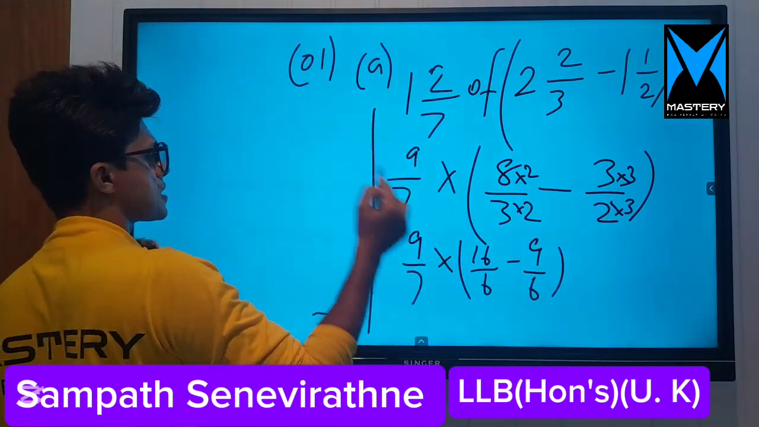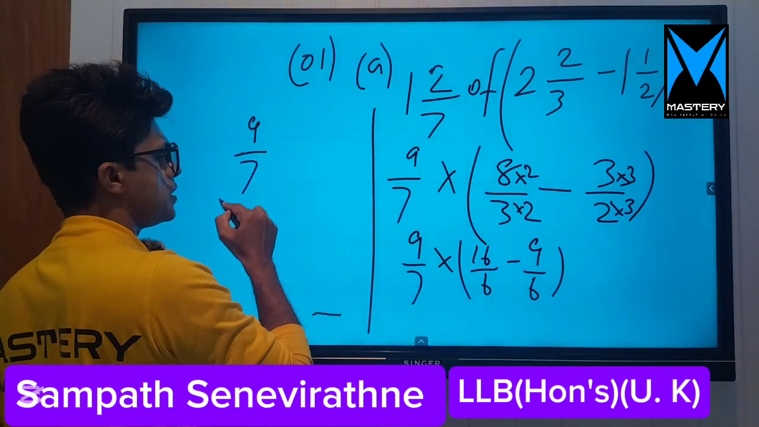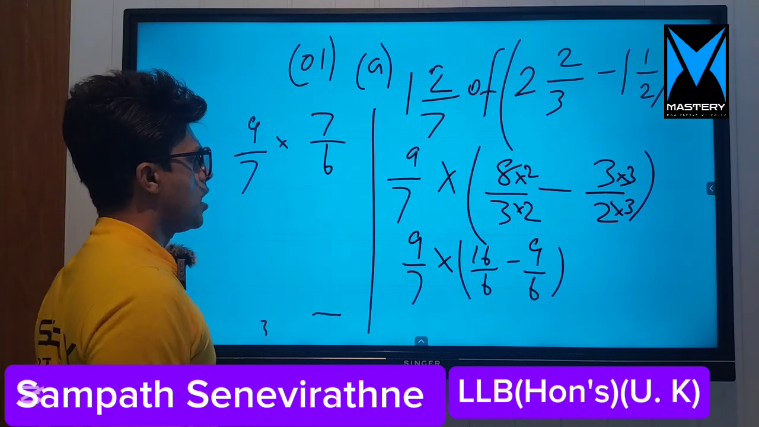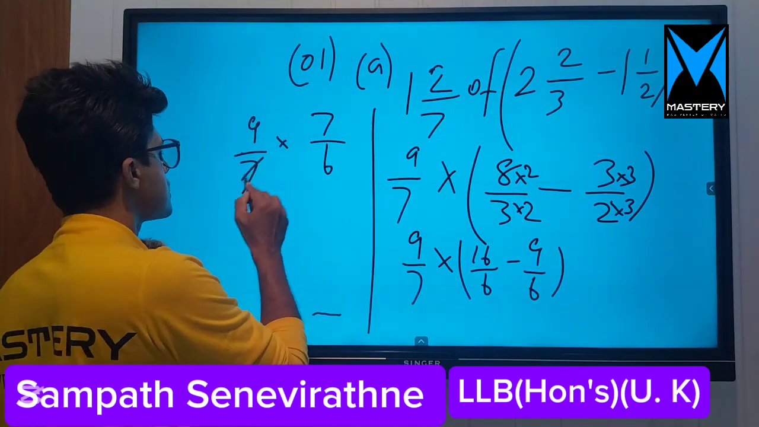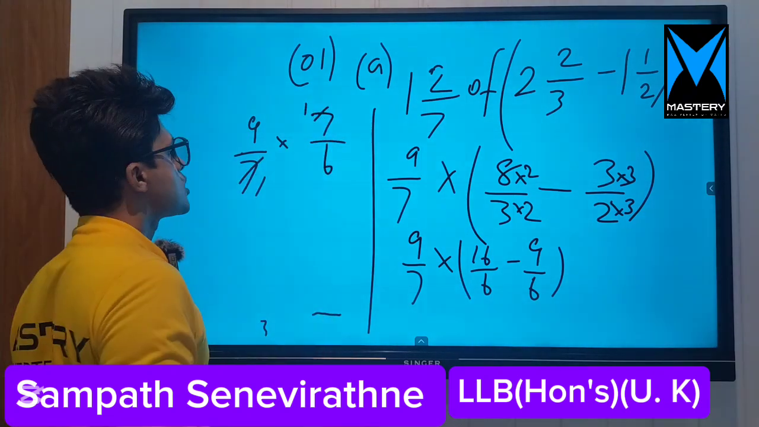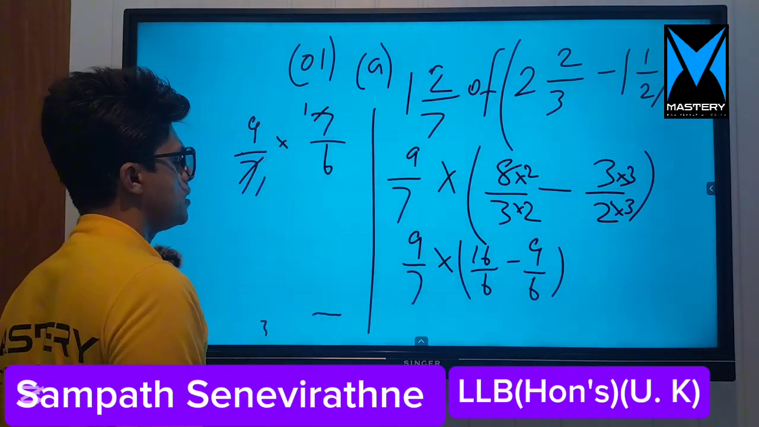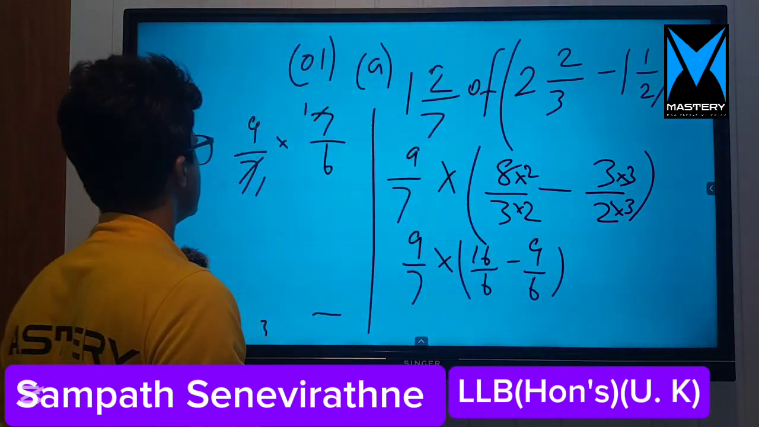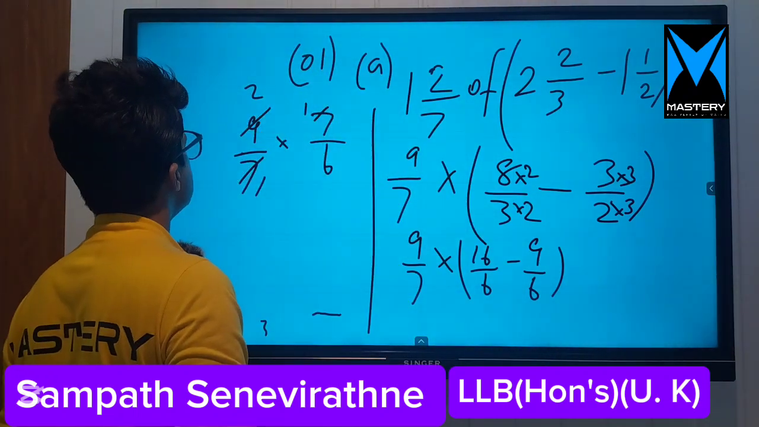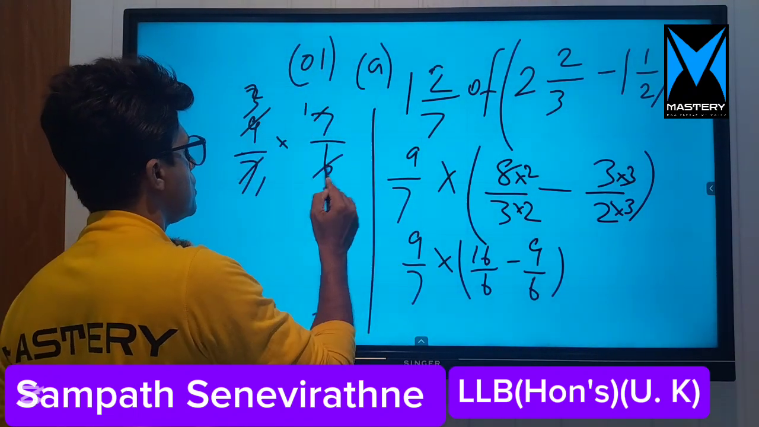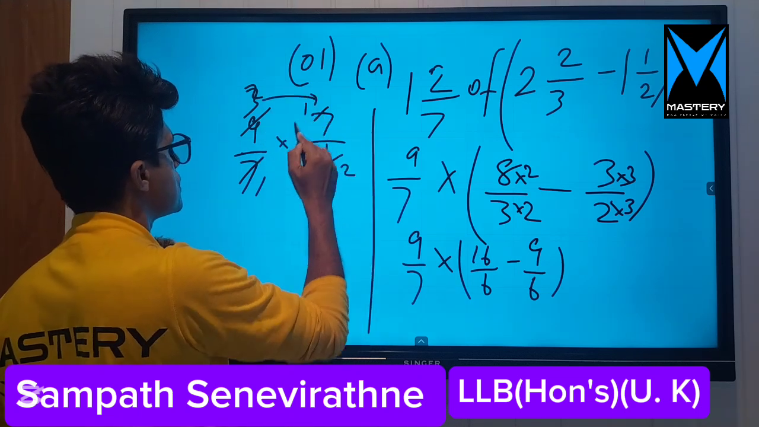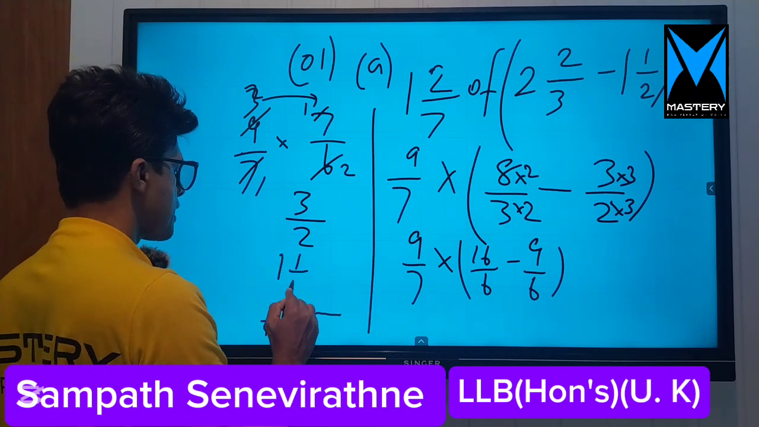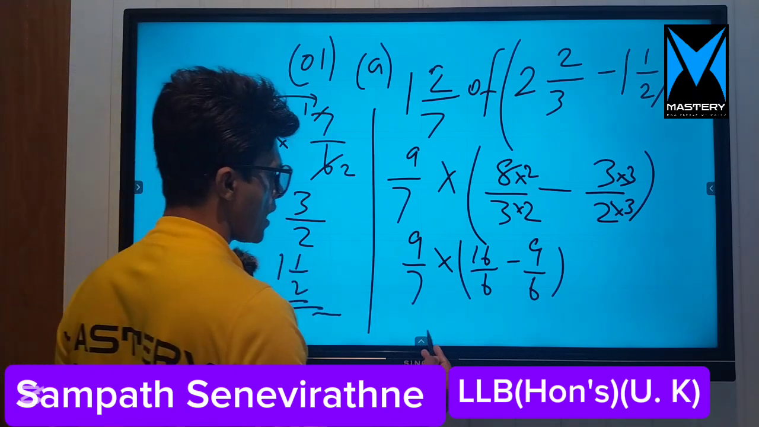I will write 9 over 7 here. So 16 minus 9 is 7. The LCM is 6 here. Now this 7 and this 7 can be cancelled out, as well as this 9 and this 6. 9 is a multiple of 3, 6 is a multiple of 3, therefore you can simplify: 2 divided by 3, 3 divided by 3. This can be written as a mixed number. So the answer is 1.5.